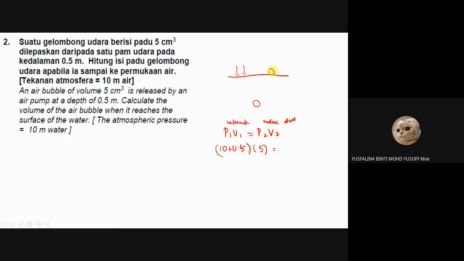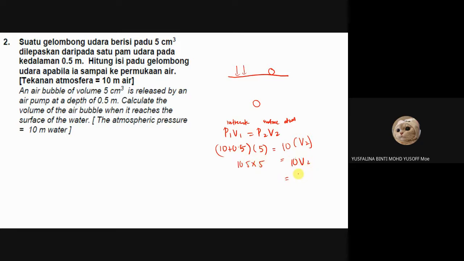Okay, so when it is released to the surface here, only one pressure is acting on it. That is only atmospheric pressure. So the atmospheric pressure here is 10. Okay, so you have to find V2. So you will get 10.5 times 5 equals 10 V2.